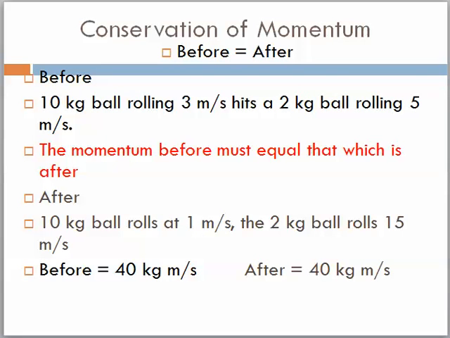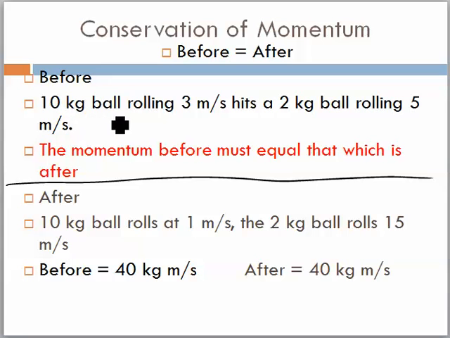All right, conservation of momentum. The main thing we have to realize is that the momentum before is going to equal the momentum after. So before the collision, a 10 kilogram ball rolling 3 meters per second hits a 2 kilogram ball rolling 5 meters per second. Well, the momentum before must equal that which is after. What that tells us then is afterwards we have a 10 kilogram ball rolling at 1 meter per second and the 2 kilogram ball rolling at 15 meters per second.